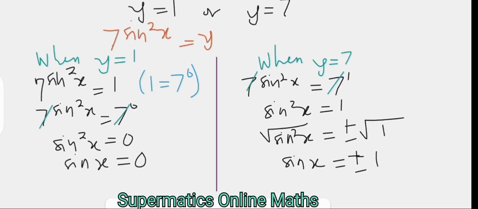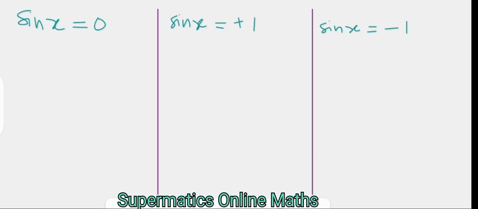We now have three different values for sine x. We've got 0, negative 1, and positive 1. In those three situations, we're going to take the sine inverse of 0, of negative 1, and 1 in order to get the values of x. When sine x is 0, then x is going to be the sine inverse of 0, and the sine inverse of 0 is 0. So x will be 0 degrees as the angle to start with.